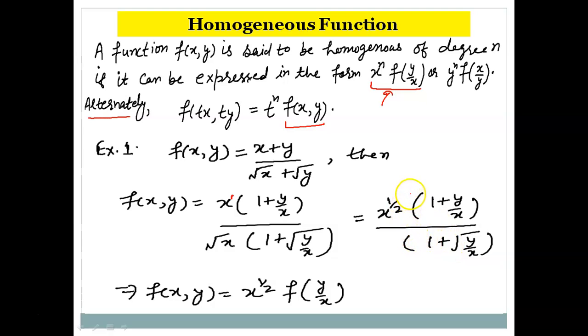Now you can look at this part of the expression. You can see the whole thing can be expressed in the form of the variable y by x. So this part can be written as f of y by x, and you have the power x raised to power 1 by 2. So you can see that this f of x, y given in this example is a homogeneous function. This is a homogeneous function of degree 1 by 2.